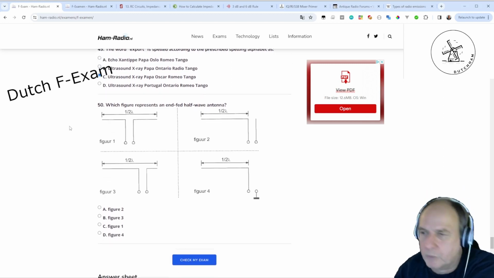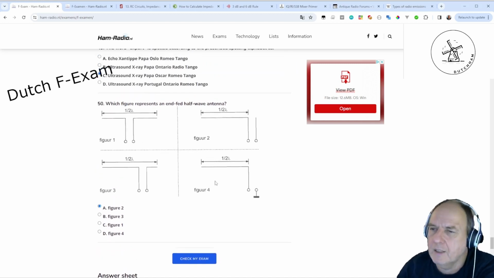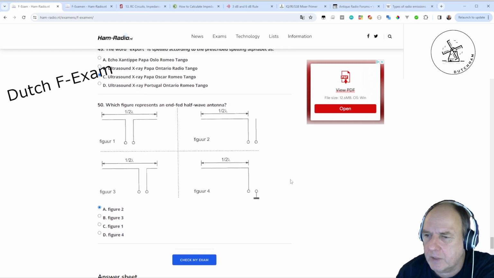Okay, how are we doing on the time? 20 minutes. Which figure represents an end-fed half-wave antenna? No, this is off-center fed. This is a dipole. This also doesn't make sense because this will also be transmitting, so I'll go for figure 2. Okay, and that was the last question.